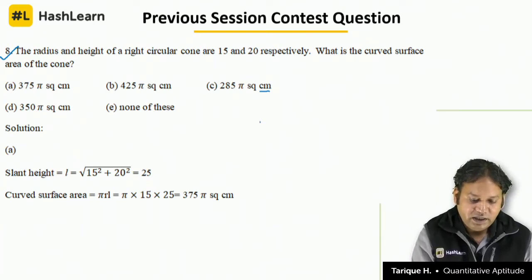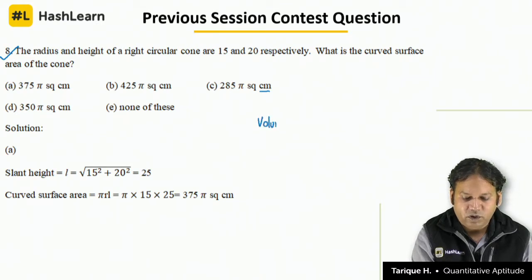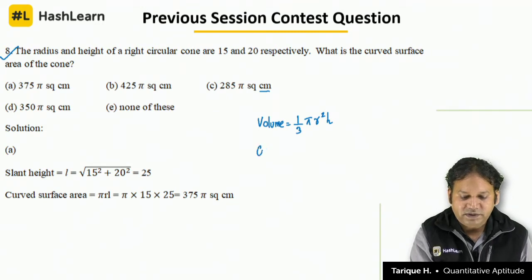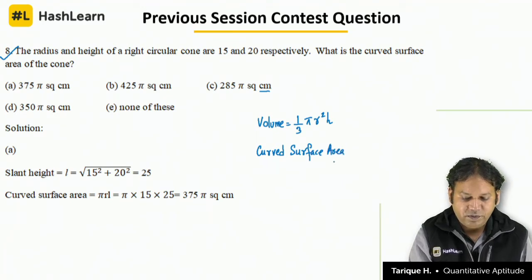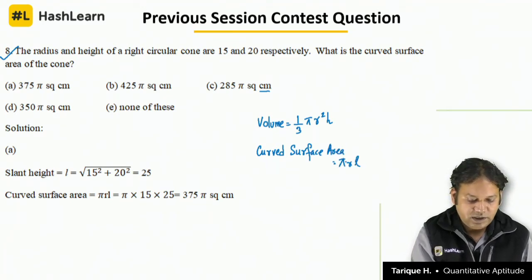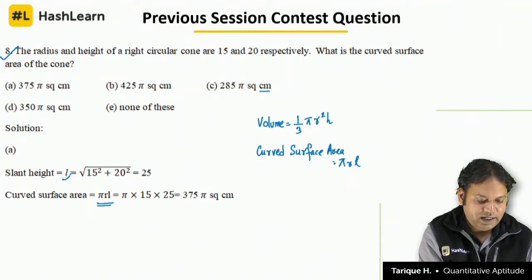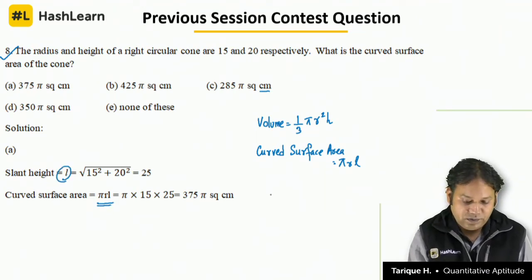So we should know that for the cone, two main formulas are there. One is the volume formula, it's 1 by 3 pi r square h, which requires radius and height. Then we have the curved surface area formula, the area of the curved part of the cone. So the curved surface area formula, which is also given to you, is pi r l, that's pi into r into l, where l is the slant height of the cone.